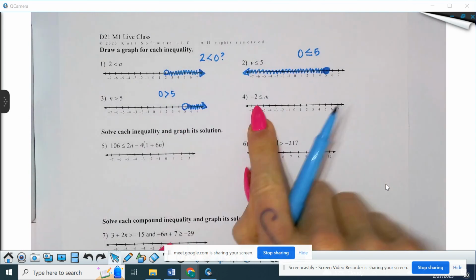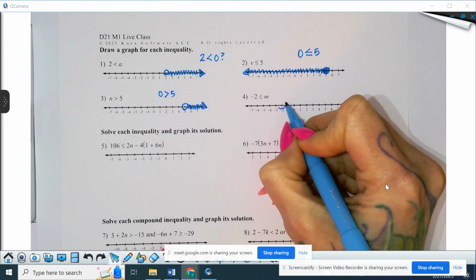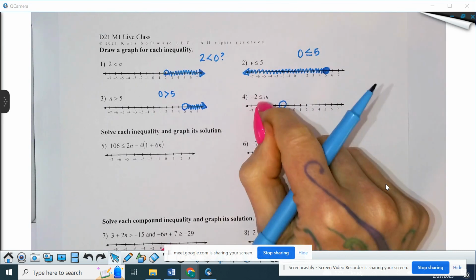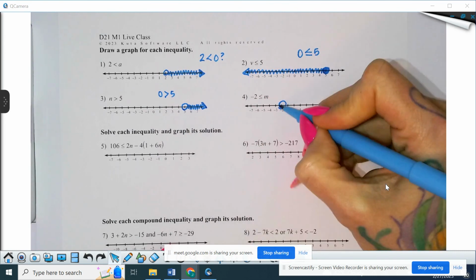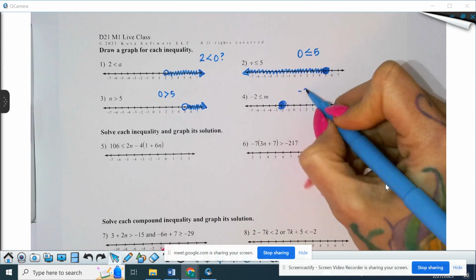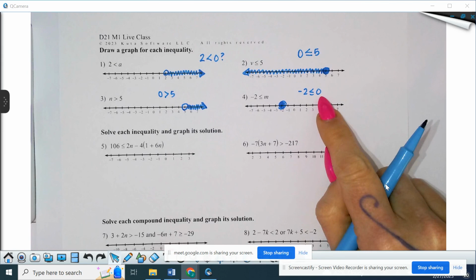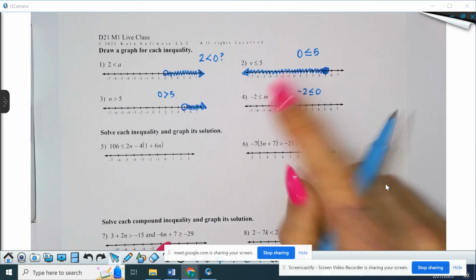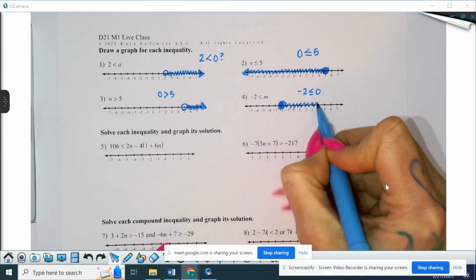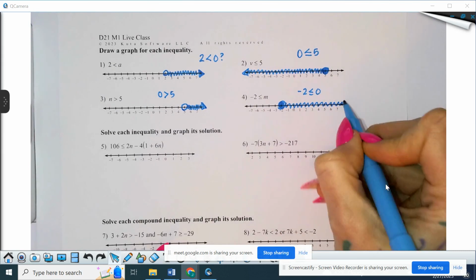Again, negative 2 is less than or equal to M. There is an equal to, so we're going to shade that in. And then we're going to test that 0. Is negative 2 less than or equal to 0? It is, because this is really saying that M is greater than or equal to negative 2. So it's all the greater than values again, so we're going to color to the right again.